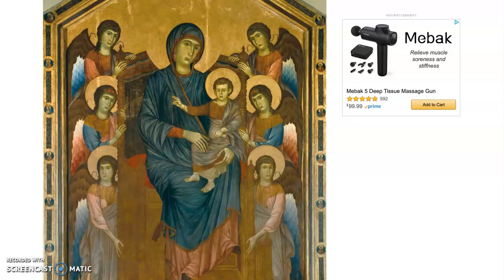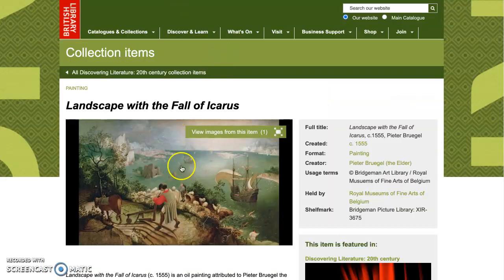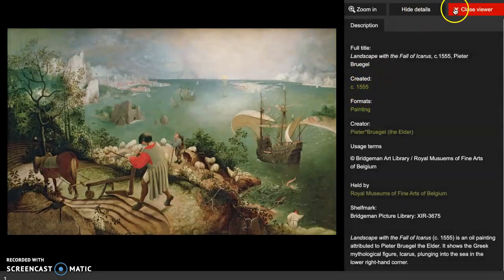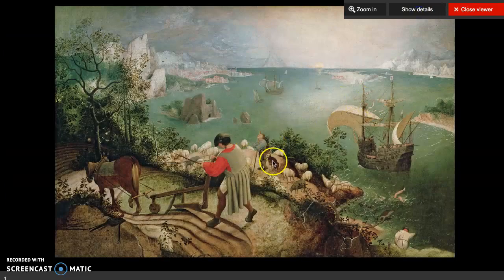Whereas if we take another painting, this is Landscape with the Fall of Icarus, around 1555. This is when people were starting to figure out perspective, and you can see the background here is lighter. Things farther away are lighter. Things closer up are darker. Things farther away are smaller. Things closer up are larger. And in general, when you're looking at a painting and talking about perspective, the things that are larger and closer to the front are going to be more important, and the things that are smaller and in the back are going to be less important.